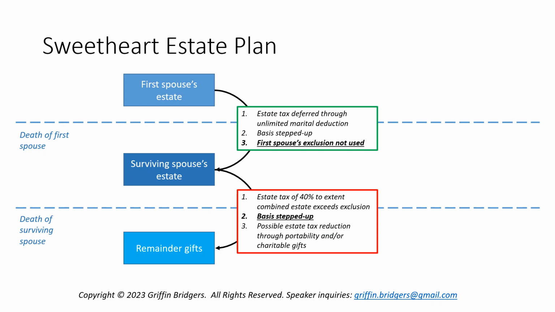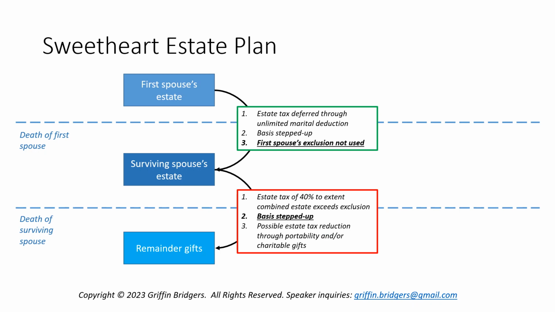And that prior route that forms the backbone of many estate plans for a married couple is what I call the sweetheart estate plan. Essentially, the sweetheart estate plan just says at first death, leave everything to the survivor. Then the survivor at second death can leave everything to whoever they choose. It could be kids, stepchildren, grandkids, other family members, charity, whatever.